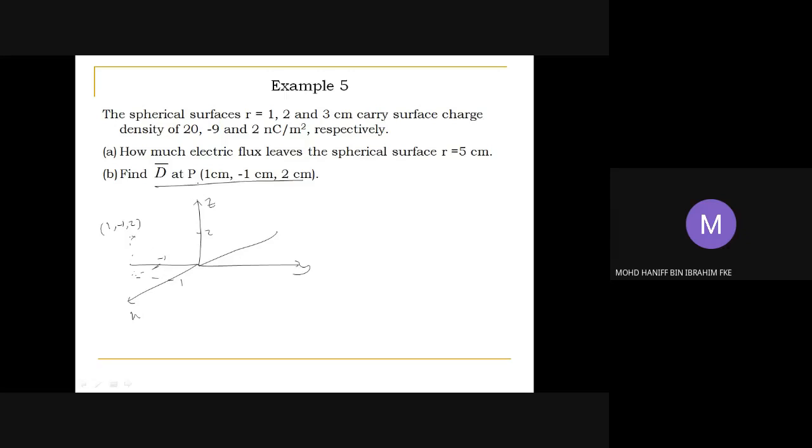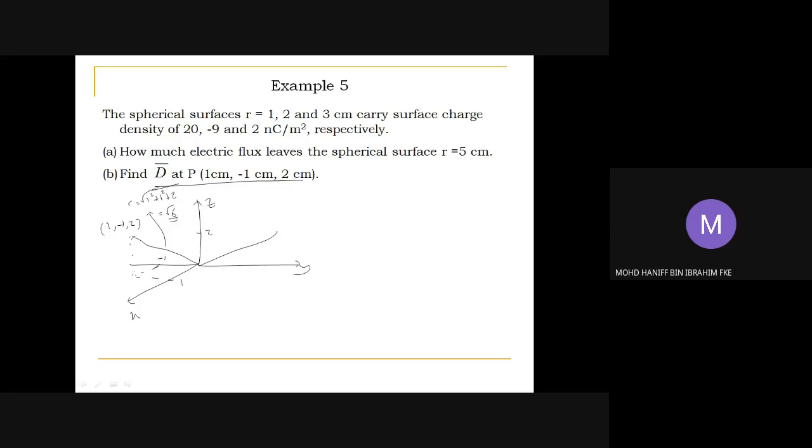So if we base on the sphere system, we can see that the radius should be equal to this length, from the origin to the point (1, -1, 2), in which the radius will be equal to the square root of 1 squared plus 1 squared plus 2 squared, which gives us the square root of 6. So basically, the point P here has a radius of square root of 6, which is a radius for a sphere, and the surface of this sphere is said to have a point of 1 cm, -1 cm, and 2 cm.